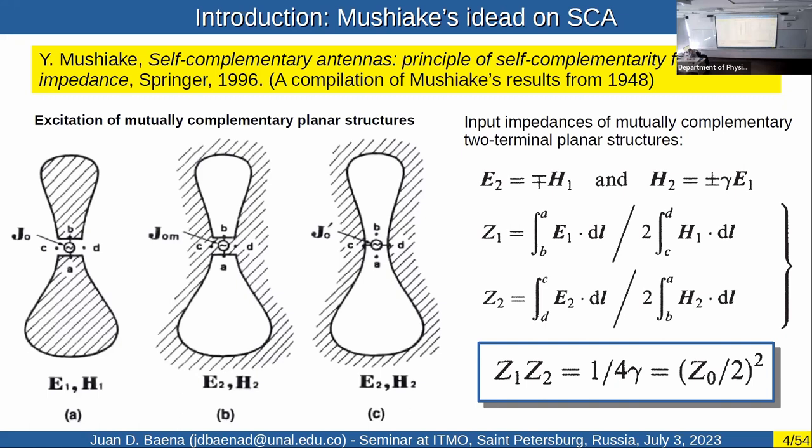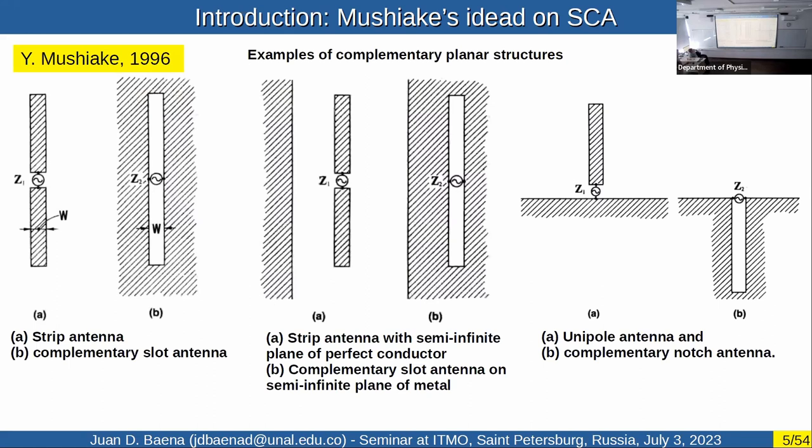This has some examples of complementary structures. For instance, you could have a typical dipole antenna, and this could be the complementary antenna made like a kind of slot. You can see here the point current source at the center. It is rotated by 90 degrees with respect to this one. And there are other possibilities. They are only examples. The dipole.